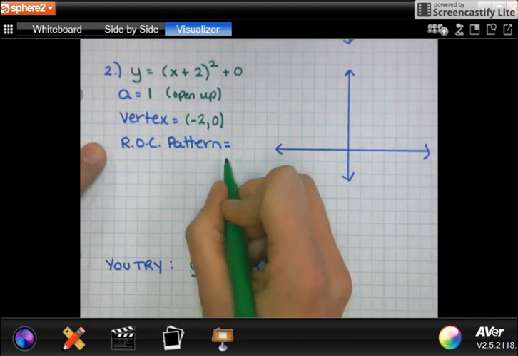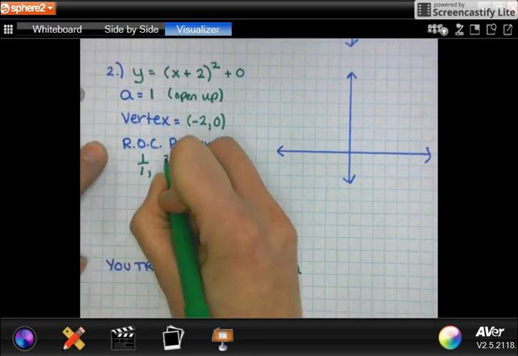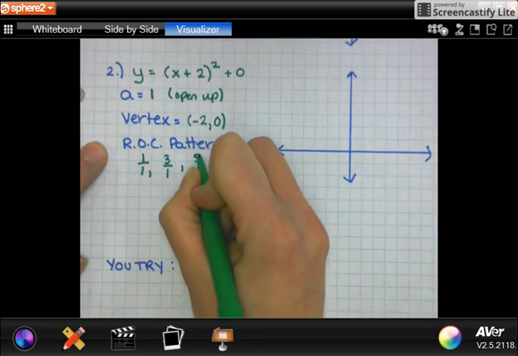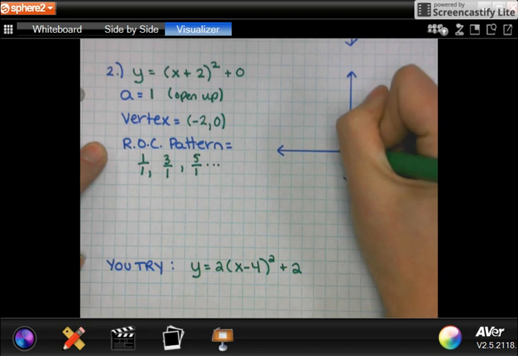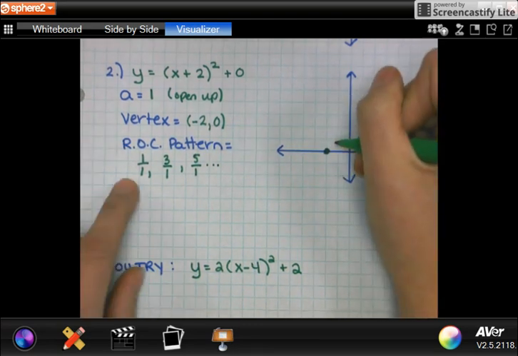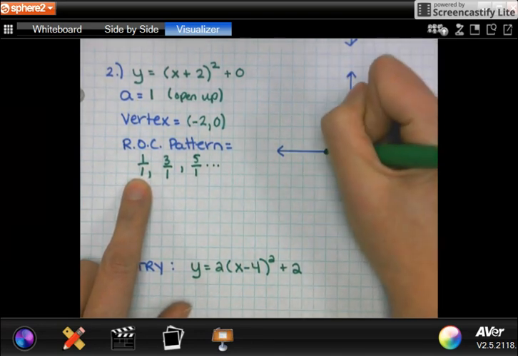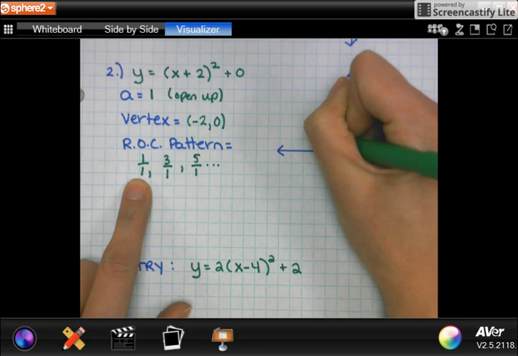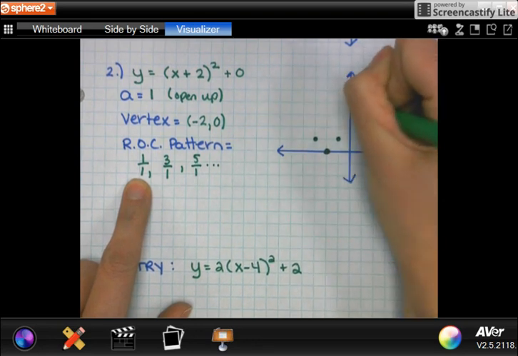And my rate of change pattern, because a is 1, nothing changes about my rate of change pattern. So it's still 1 over 1, 3 over 1, 5 over 1. So I'm going to start by plotting the vertex at (-2, 0). I'm going to use my rate of change pattern, and I'm going to make sure I go up because I know this graph opens up. So I'm going to go up 1 and out either direction 1. And I'm going to go up 3 and out 1.